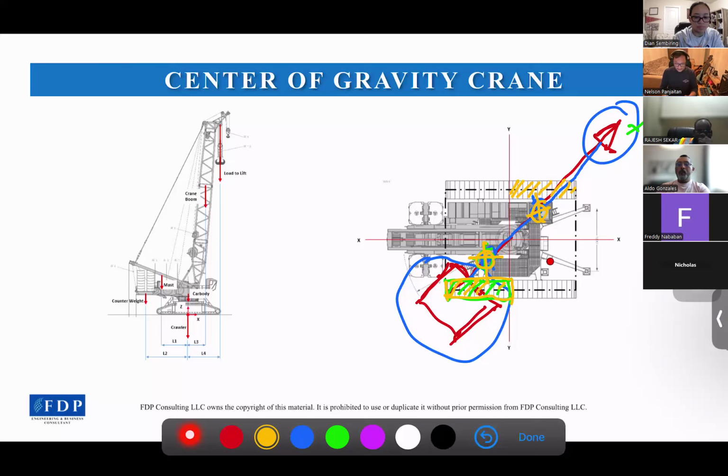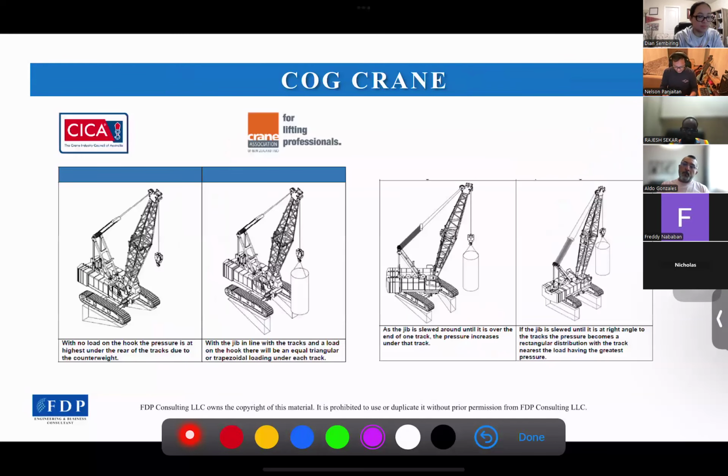But when the load is attached to the hook, the COG will start to move to the front, and then the biggest pressure is now at the front. It's probably here. So that's how we get the bearing pressure.